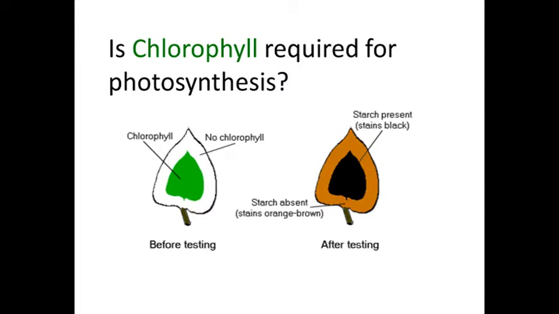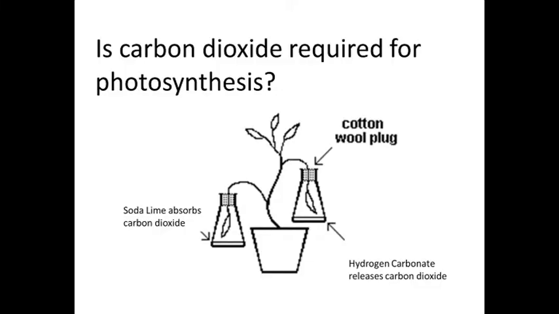Now let's look how we test for the importance of carbon dioxide in photosynthesis. Take a look at this plant. We have bagged up 2 leaves. One of the bags contains soda lime in solution. This will absorb all the carbon dioxide. The other bag contains hydrogen carbonate. This releases CO2 into the atmosphere contained in the bag.